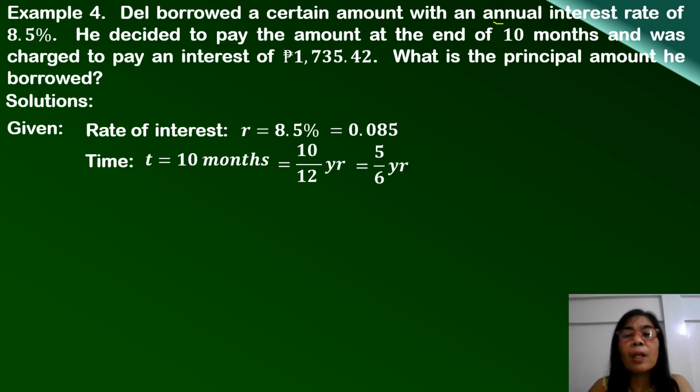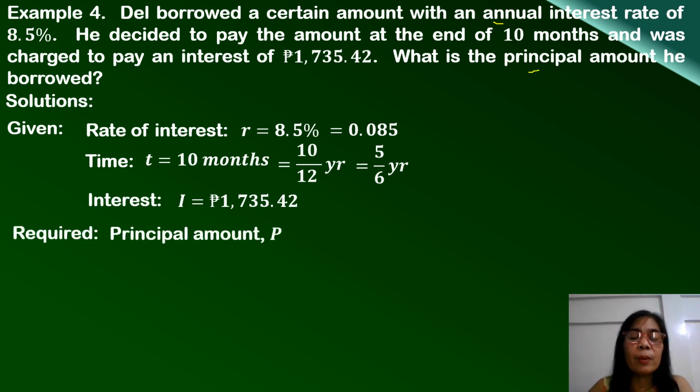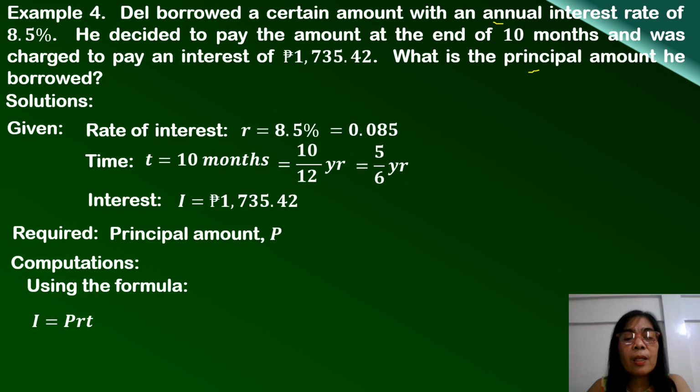Then we are given that the interest is 1,735 pesos and 42 centavos. What is asked is the principal amount he borrowed. Again, using the formula for the interest, I is equal to P times R times T. This time, what is asked is P. Knowing I, the rate of interest, and the time, we divide the equation by R times T, giving us P equal to I over RT.